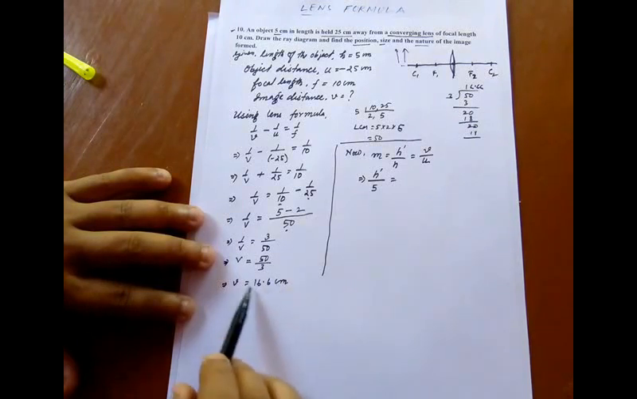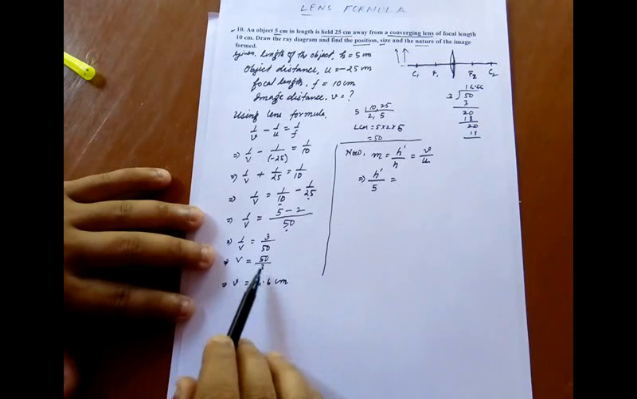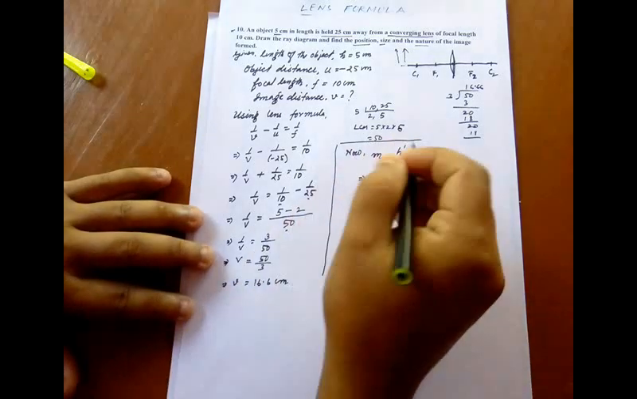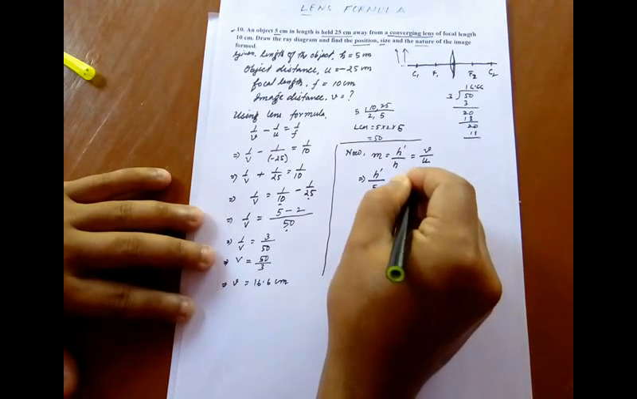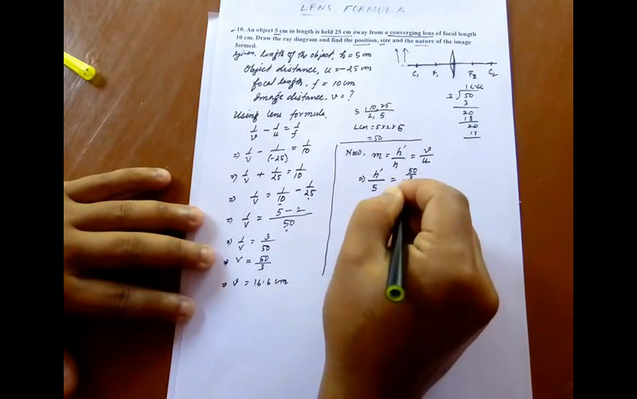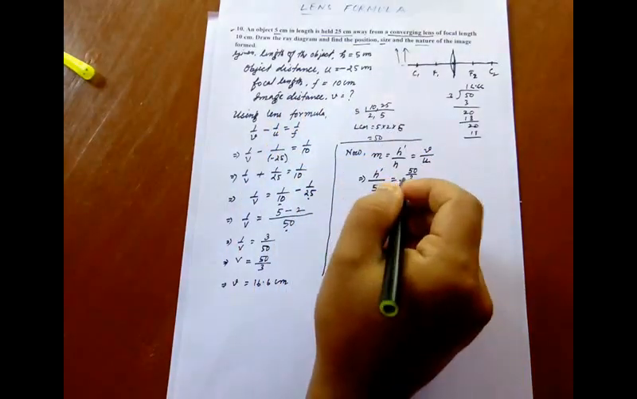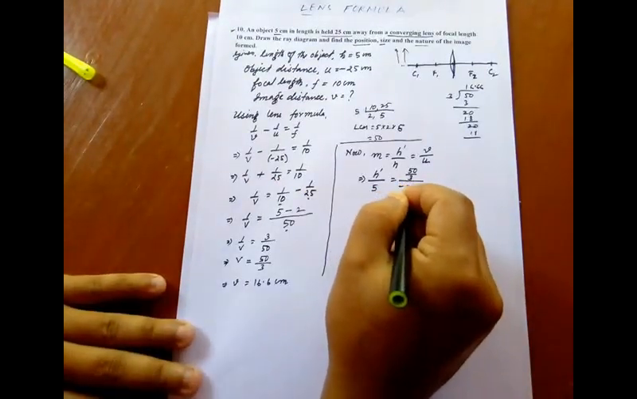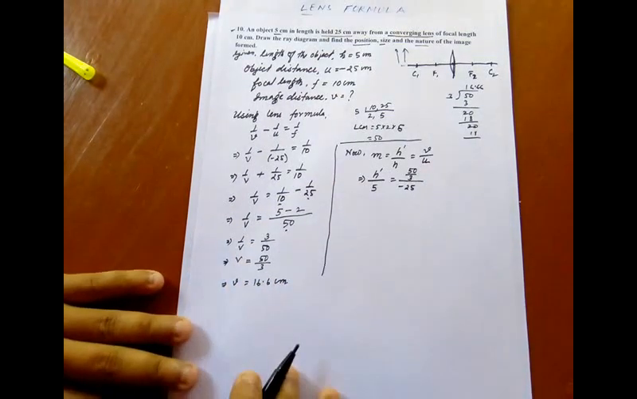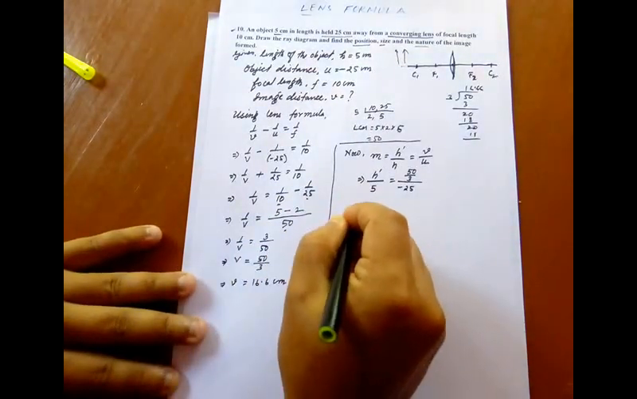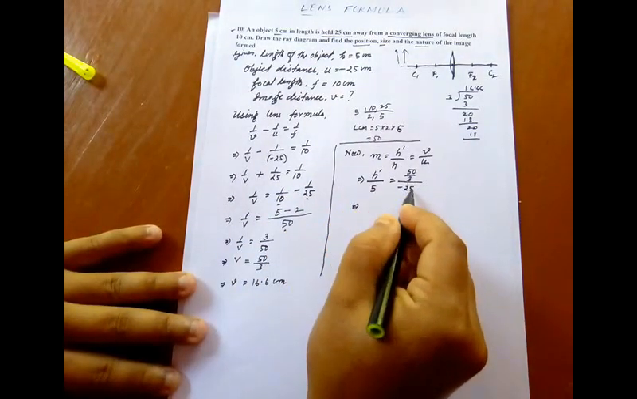So if we take this value, we will not get the exact value. So we will take the 50 by 3 value here, so that we will get the correct answer. So we will use 50 by 3 in place of V. And U, it is given already, minus 25 centimeter. So now next thing we can do is bring the 3 to the numerator.